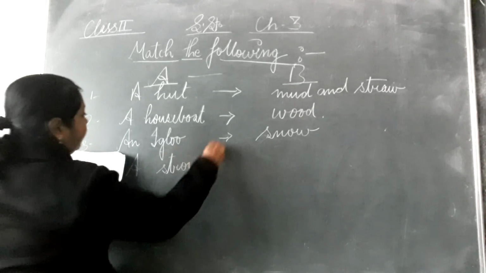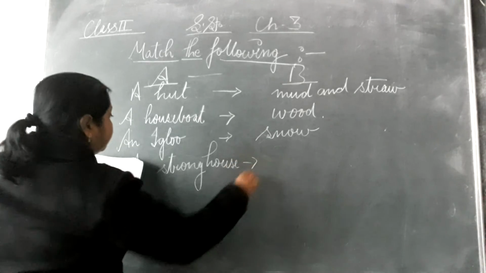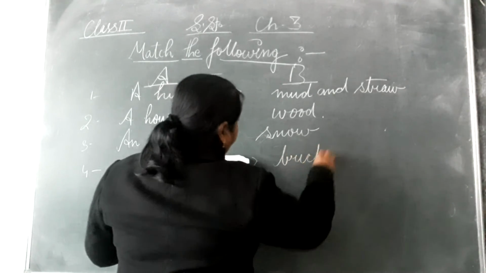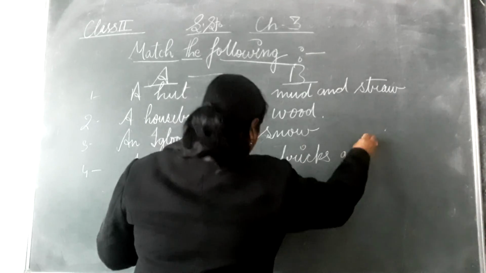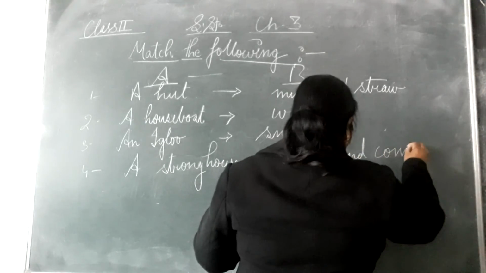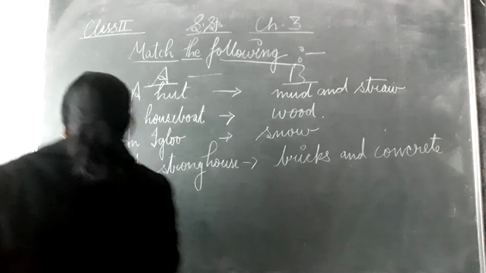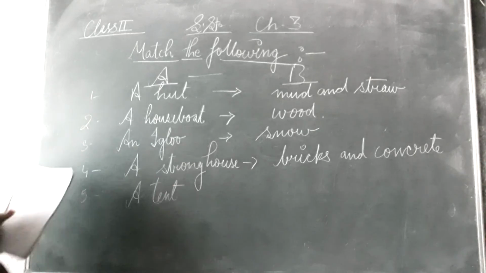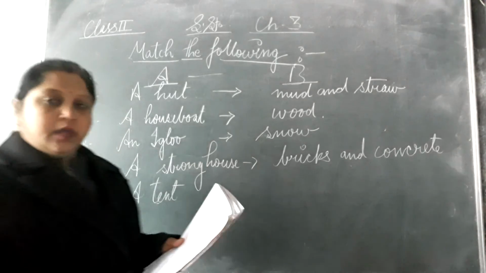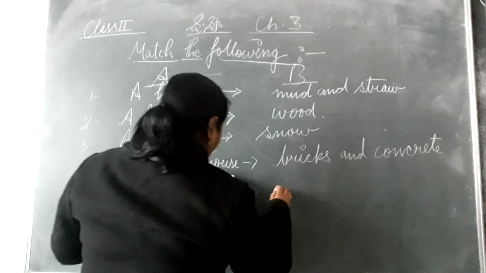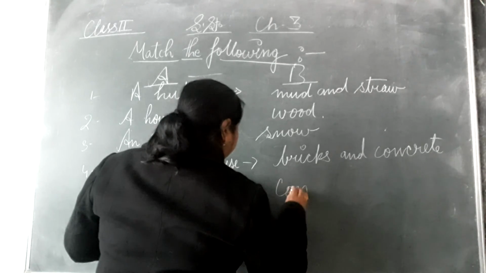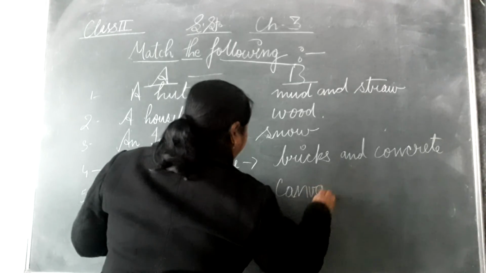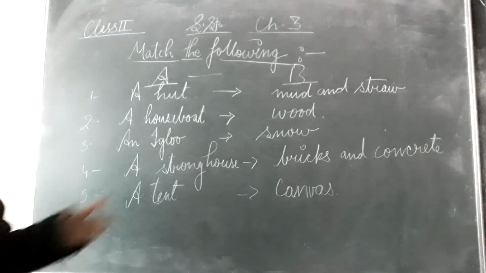Which type of material do we need for a strong house? Bricks and concrete. Next. A tent. A tent is also a type of kachcha house, temporary house. Understand? We need canvas. C-A-N-V-A-S.